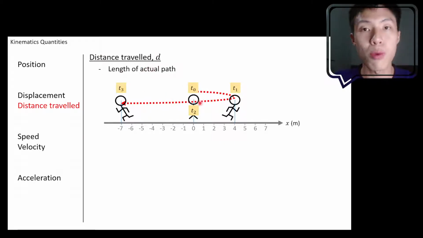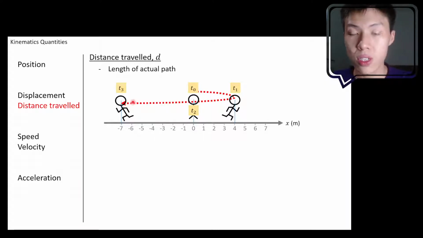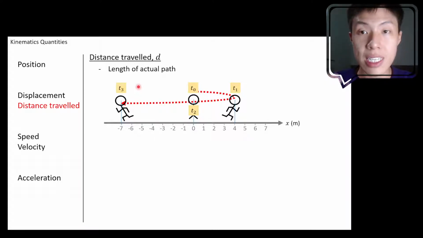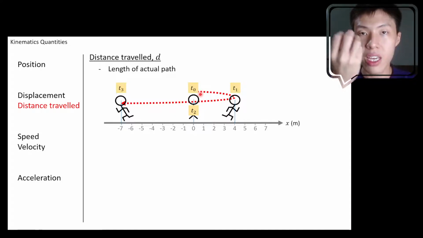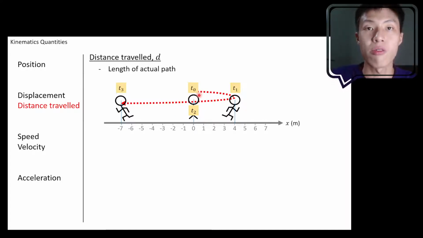So if we use back our previous example where we start with a person standing at the origin, then run towards the right, towards x equals 4, make a U-turn, then walk or run for another 11 meters towards the left until you reach the point x equals -7. So this is the example that we have been using for the few videos earlier. And if you try to determine the distance traveled for this example, we have to add up all the path. Okay, we add all the length of the path that has been traveled by this person.